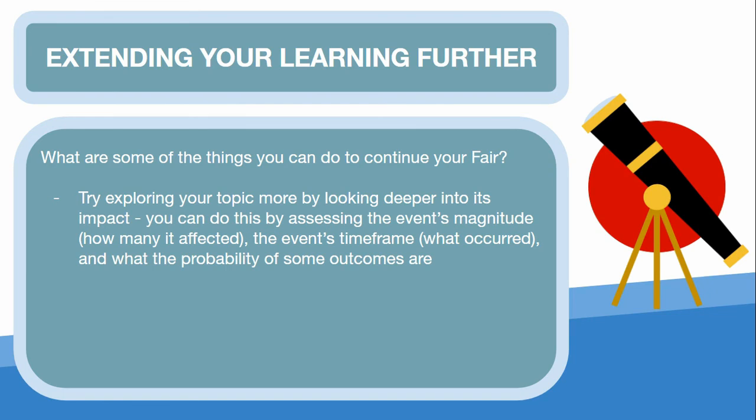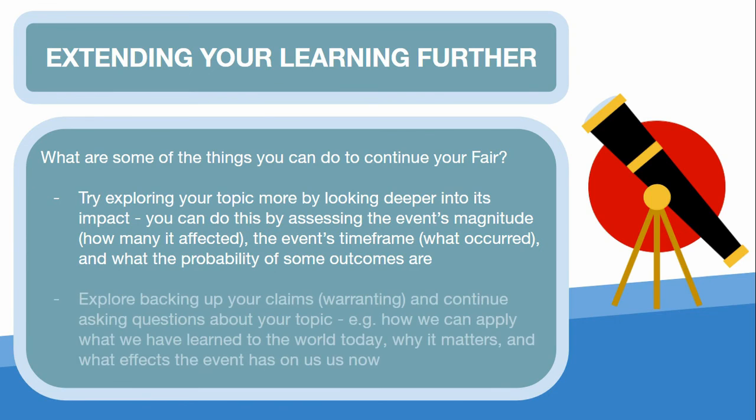One way to do this is by assessing the impact of your topic based on impact calculus, which is judging an event's impact based on its magnitude, how many people were affected; time frame, when the event has or will occur; and probability, how likely some aspects of the event were. You can use these to gauge the importance of certain events. Make sure to warrant or provide evidence to back up your claims, though.